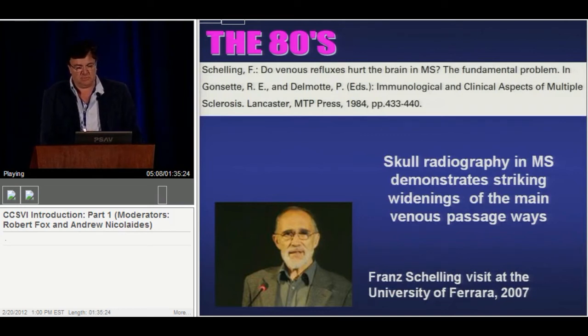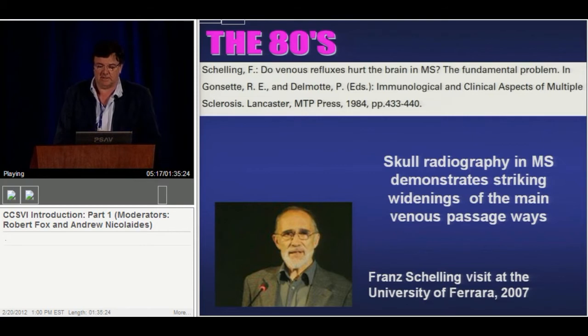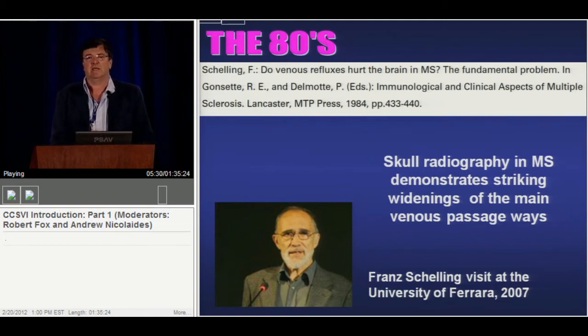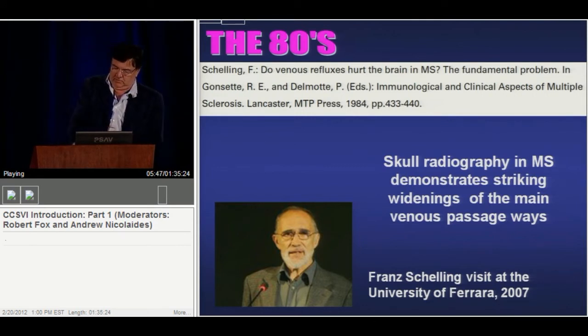In the 80s, there is also good work on behalf of Franz Schelling, who was yesterday awarded by the International Society for Neurovascular Disease. He also found skull radiography in MS demonstrating striking widenings of the main venous passageways, and he extensively investigated this, considering also reflux as an overlooked part of the disease, venous reflux, and also proposed venous hypertension as a possible trigger of the disease.